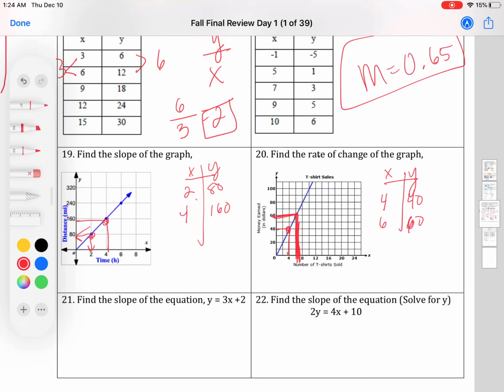Next, rate of change is also called slope. Slope from a line is super easy. So this is in the form y equals, so my slope is the number that's with the x. Easy.